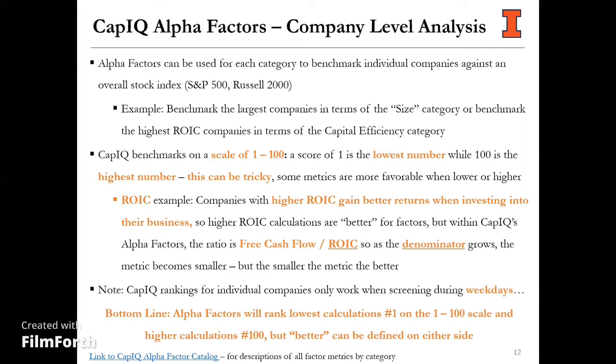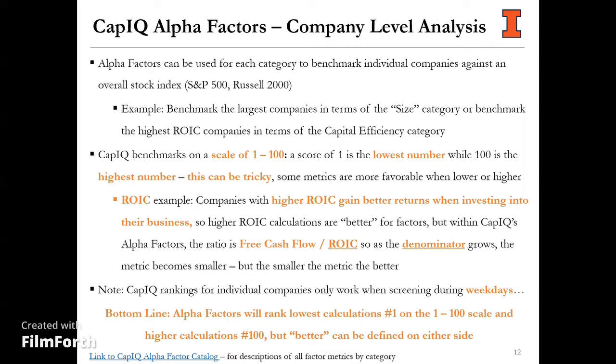And this distinction is obviously very confusing in terms of the alpha factors, but it's very important because we really have to have an understanding of what we're looking at and how these lists are ranked. Because if we were looking for the best ROIC companies, so the best ROIC companies have the highest valuation, therefore company 99, company 100 in terms of the rank, that's the one we want to buy. It wouldn't take us too long to realize, oh, wait a minute, this ranking is actually inverse, and these do not have the highest ROIC in terms of the overall benchmark. So the bottom line is alpha factors will rank the lowest calculations number 1 on the 1 to 100 scale, and the higher calculations number 100. But better can be defined on either side.